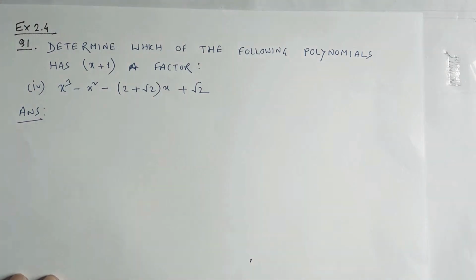So this is simply the application of the factor theorem. What we'll do is find that particular p of a, and if this p of a is 0, then we say x plus 1 is a factor, otherwise x plus 1 is not a factor.